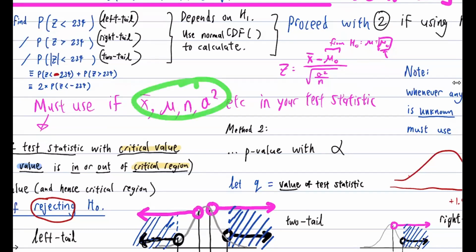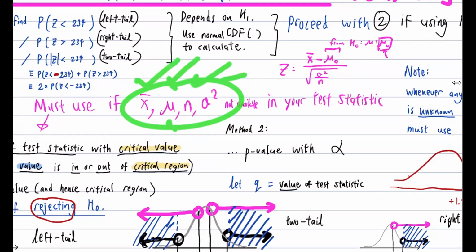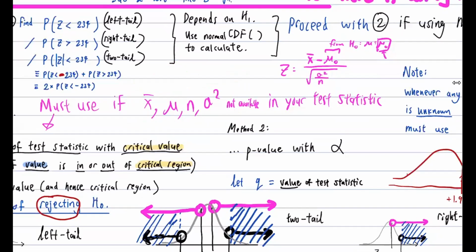if any one of these is not available as an actual number to substitute into your test statistic, then we have to use method 1. We cannot calculate our p-value anymore. All right, we need to form an inequality involving these values, one of them, or maybe 2 of them. Then we have to solve a simultaneous equation or something. Then we need to solve for these variables. Okay, later I'll show you an example question.